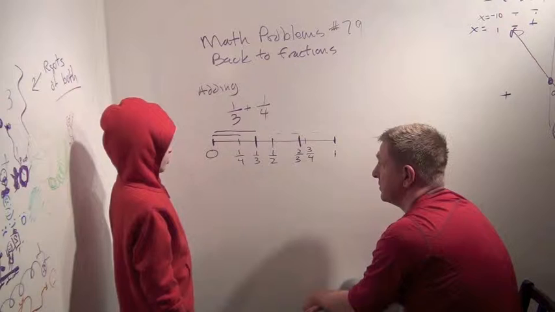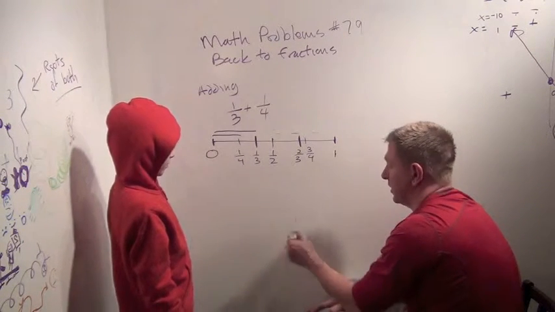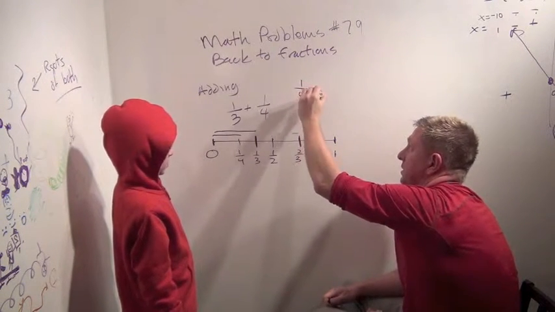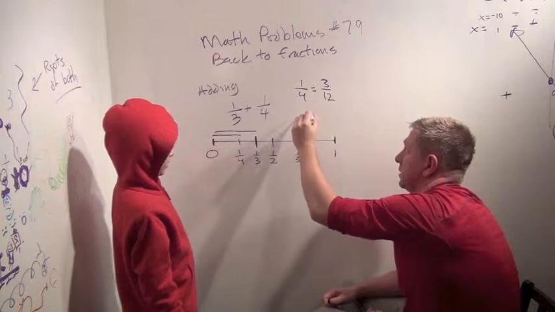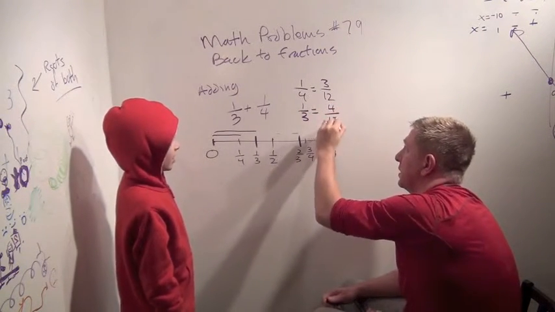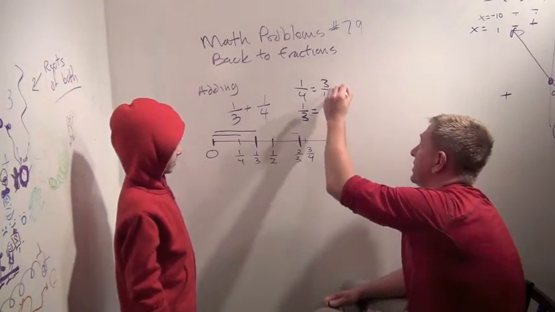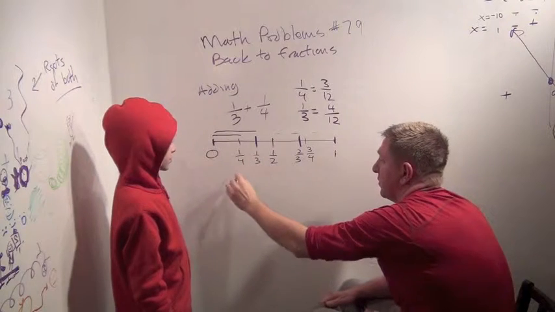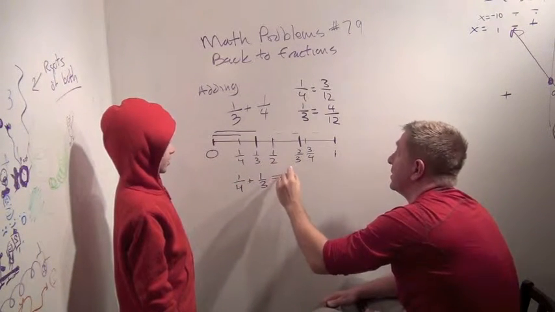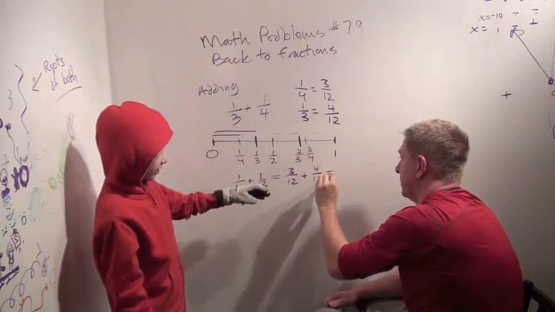Aha! 4 times 3 is 12. So this would be 3/12. So 1/4 is 3/12. This is a very good observation. And 1/3 is 4/12. Now we can add the twelfths together, and we get 7/12. So 1/4 plus 1/3 is the same thing as 3/12 plus 4/12, which equals 7/12.